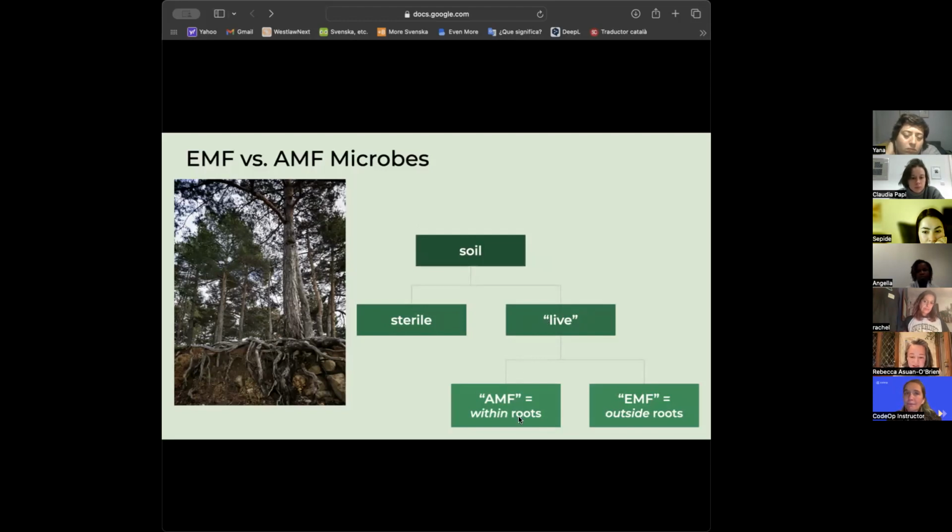And this can have all kinds of things in it. It can have all kinds of microorganisms, including this type of fungi, AMF, which is found within the roots of the trees, and this other type of fungi called EMF, which is outside the root of the trees. And we were interested in seeing if there was a difference in the types of soil and whether having the fungi within the roots or outside the roots played any role in seedling survival.